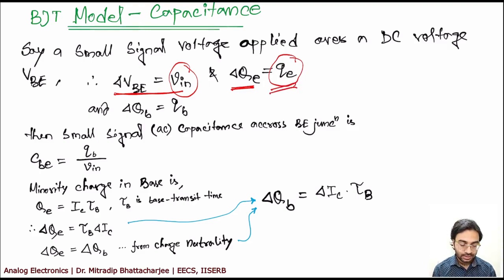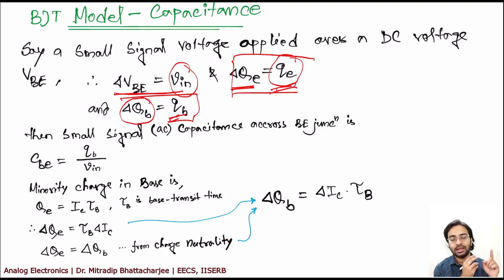Similarly, change in the carriers in the base can be treated as qB. Now from charge neutrality, qE and qB are the same. So we can take only this part or this part, that actually doesn't matter. But for this analysis we are taking it separately, but ultimately both of them are the same, because whatever change you will see in the emitter must reflect in the base.